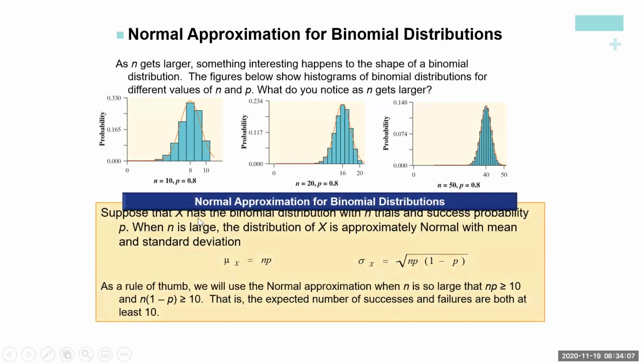So suppose that X has the binomial distribution with n trials and success probability of p. When n is large, the distribution of X is approximately normal with the given mean, mu sub X, and sigma sub X. As a rule of thumb, we will use the normal approximation when n is so large that np is greater than or equal to 10 and n times 1 minus p is greater than or equal to 10. That is, the expected number of successes and failures are both at least 10. So you have to check this condition in order to use these two formulas.